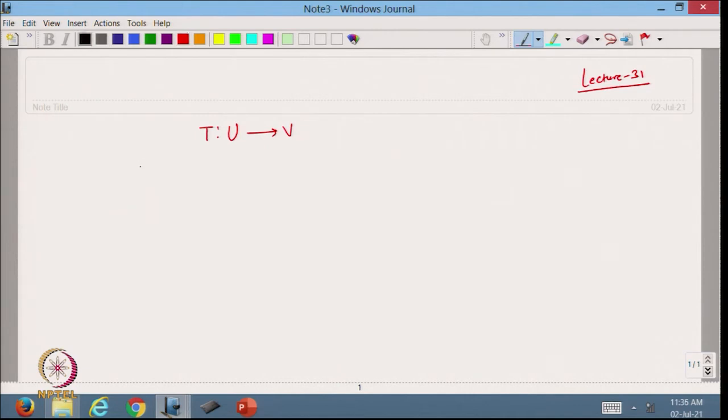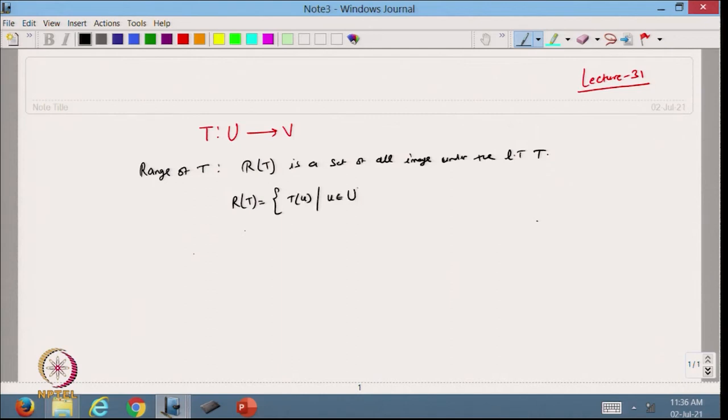Now today we are going to define some other terms related to the linear transformation, and that is called the range. The range of T is represented by R of T. We have already discussed these things when we discussed the linear map from Rn to Rm. So now we know what the range space of T is. The range space of T is the set of all images under the linear transformation T. So I can define that R(T) is the set of all T(u) such that u belongs to the vector space U.